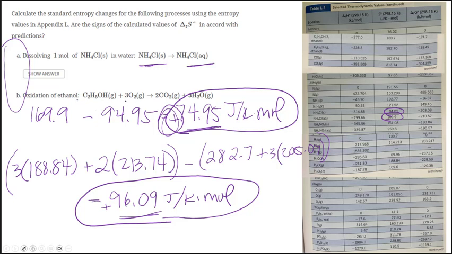On part B down here, I have 1 plus 3, 4 moles of gas on the left, and 2 plus 3, 5 moles of gas on the right. So because my mole value increased, I should have a positive entropy value there too. And that wraps up section 3.